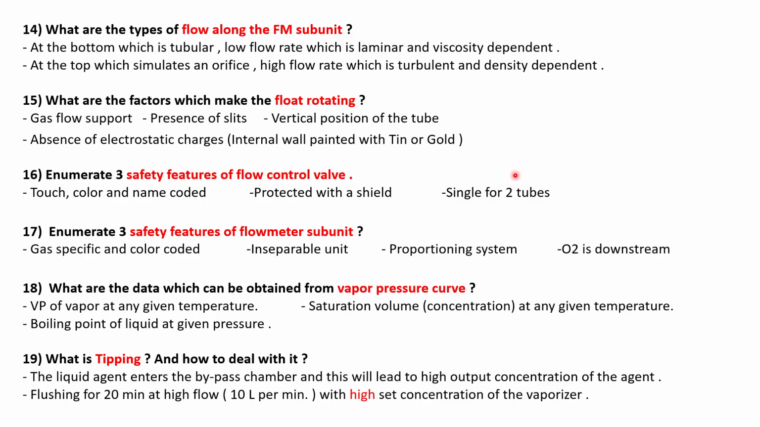You can go back. It's just a collection of questions regarding the anesthesia machine part in the physics. Okay, enumerate three safety features for the volumeter subunit: gas specific, color coded, inseparable unit, proportion system, and oxygen is downstream, the last one. Okay, what are the data which can be obtained from the vapor pressure curve? Vapor pressure of the vapor at any given temperature, saturation volume concentration at any given temperature, and boiling point of the gas.